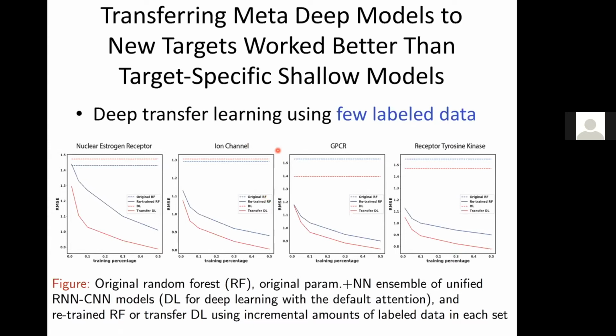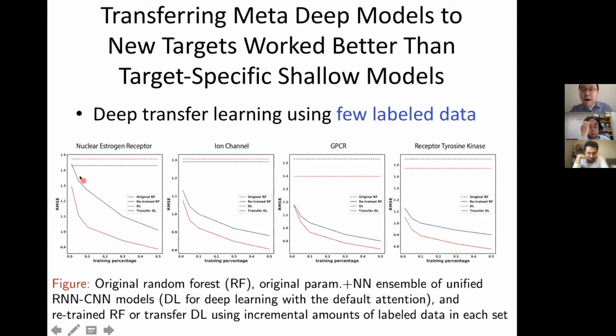So we now look at the root mean squared error of the blue dashed line, that's the shallow model random forest, and the red dashed line, that's the deep learning model. They are equally bad for the different cases. And we are asking this question. As we have few labeled data gradually revealed for this new class of drug targets, which strategy is better?